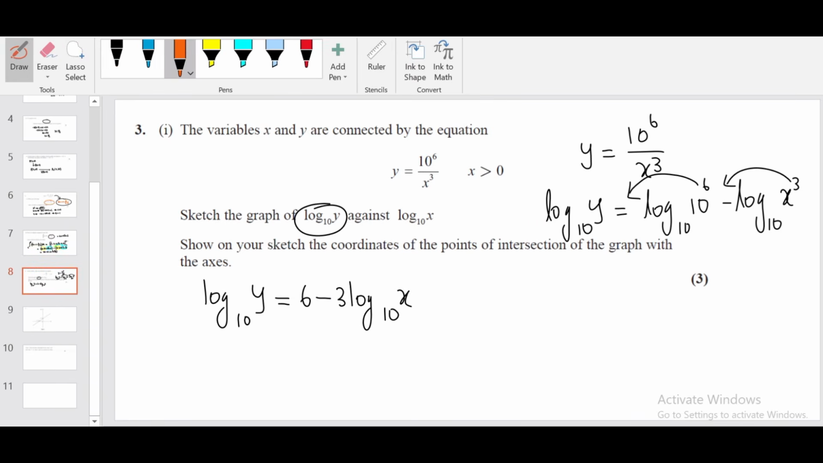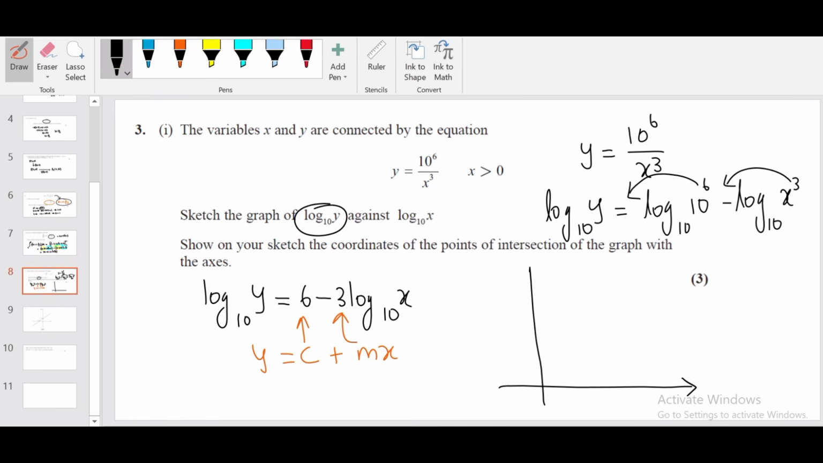We got the equation in the form of y is equal to mx plus c. C, the y-intercept, is 6, slope is negative 3, x is log x, y is log y. So if you draw the x and y axis, this should be log x, x-axis, origin, this should be log y. Now we know the y-intercept is 6, so it's (0, 6).